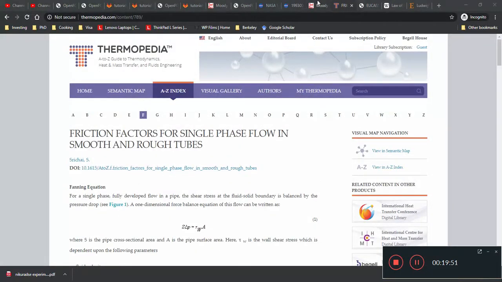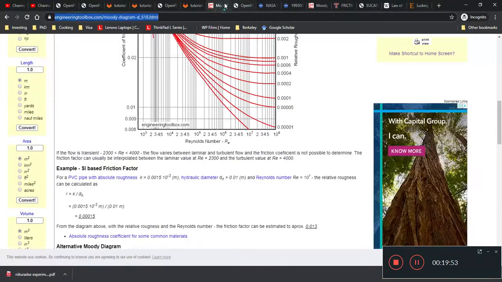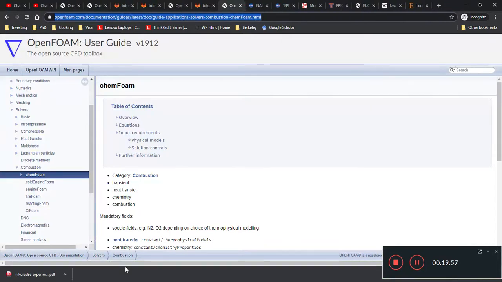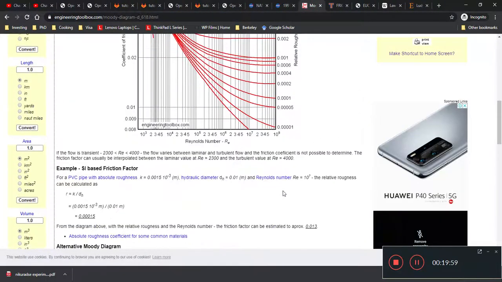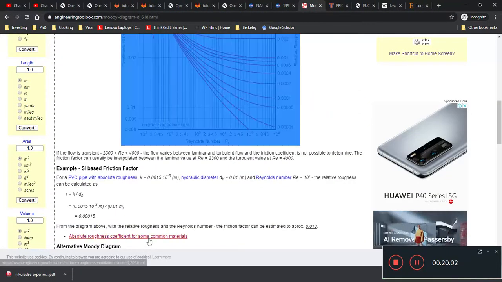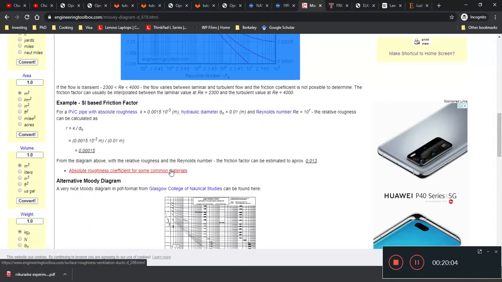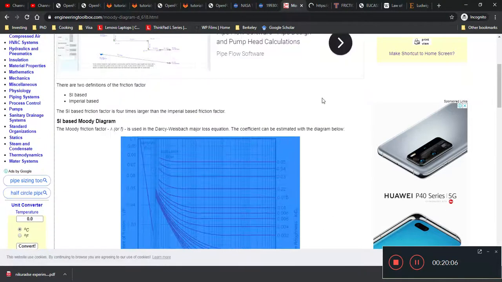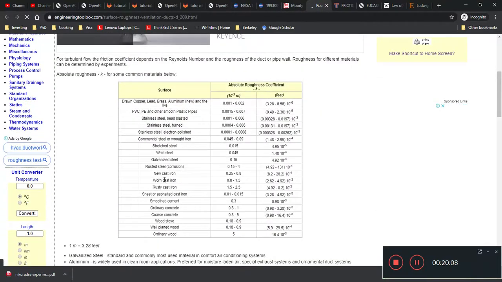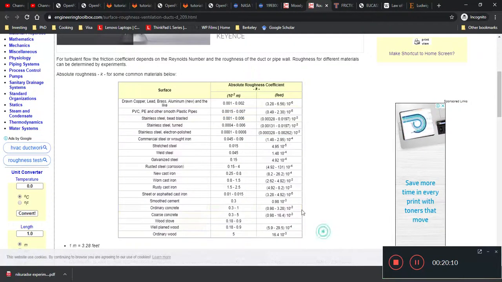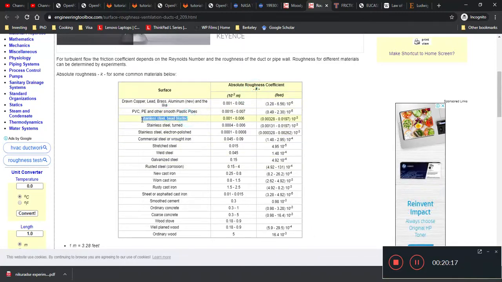You have this Moody chart, with relative roughness. And then we know that there'll be some table. If you look at this absolute roughness for some common materials in the Engineering Toolbox, you will see that we have a roughness in millimeters, or 10 to the minus 3 meters, for certain materials such as PVC, stainless steel, wood stave, concrete, etc.